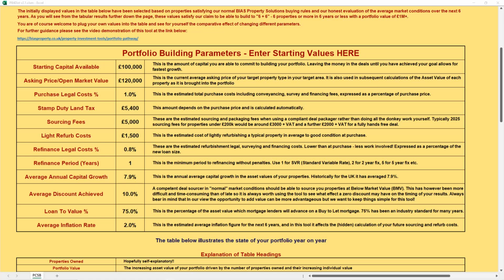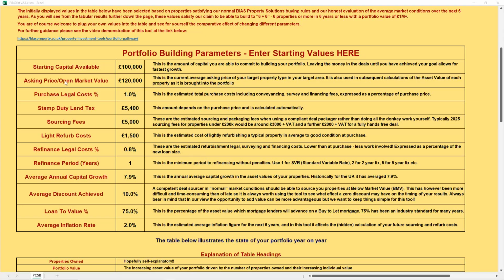Okay, so a quick run through the parameters which this tool uses. We start off with starting capital available. Now, this can be your own money or other people's money, but for practical purposes, in order to build a portfolio, you are going to need around about £100,000 to get started. And you can start lower, and when you get to play with the tool you can see the effects of using lower amounts of capital, and we'll demonstrate some of those in other videos.